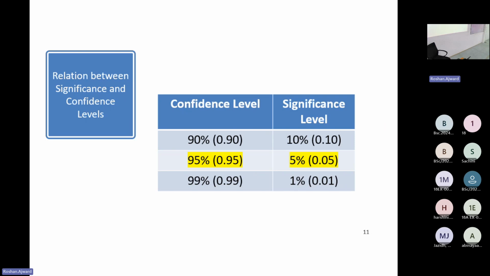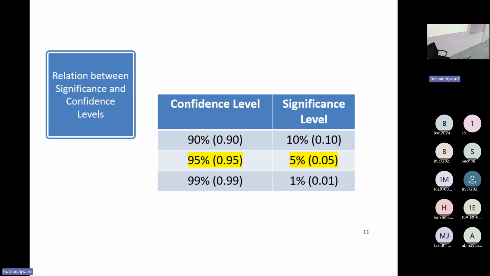Now comes the nice story. Now, how do we express the confidence levels? The same thing can be expressed using another term called significance levels. What? The significance level. Confidence and significance are the two sides of the same coin.